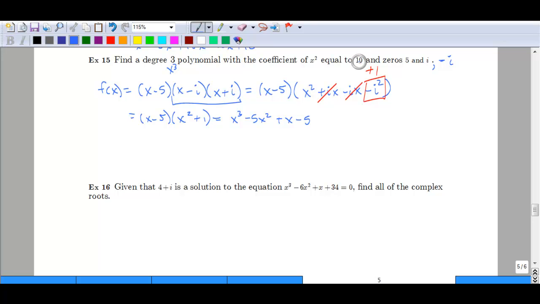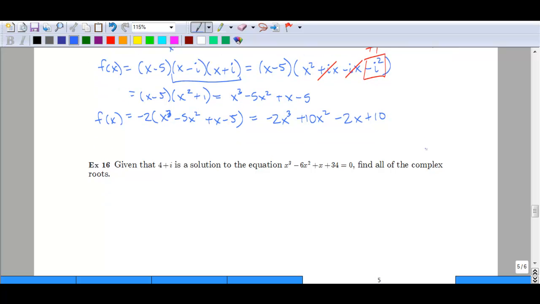And this one asked that we have the coefficient on x squared being 10, so we need to adjust this so that we get this negative 5 to really be 10. So what we're going to do is multiply the whole equation by negative 2. And we end up with negative 2x cubed plus 10x squared minus 2x plus 10. So that's all we have to do for that one. We're going to look at some more examples here.